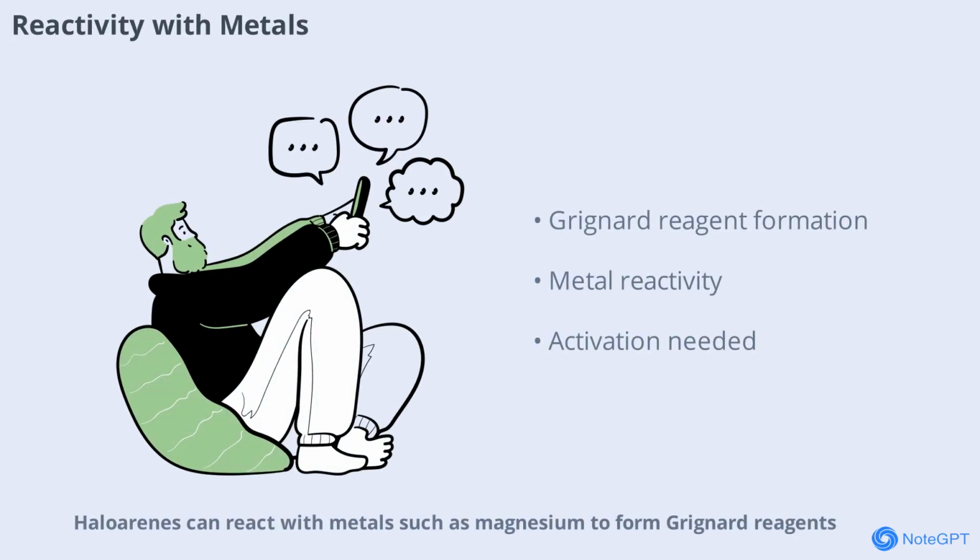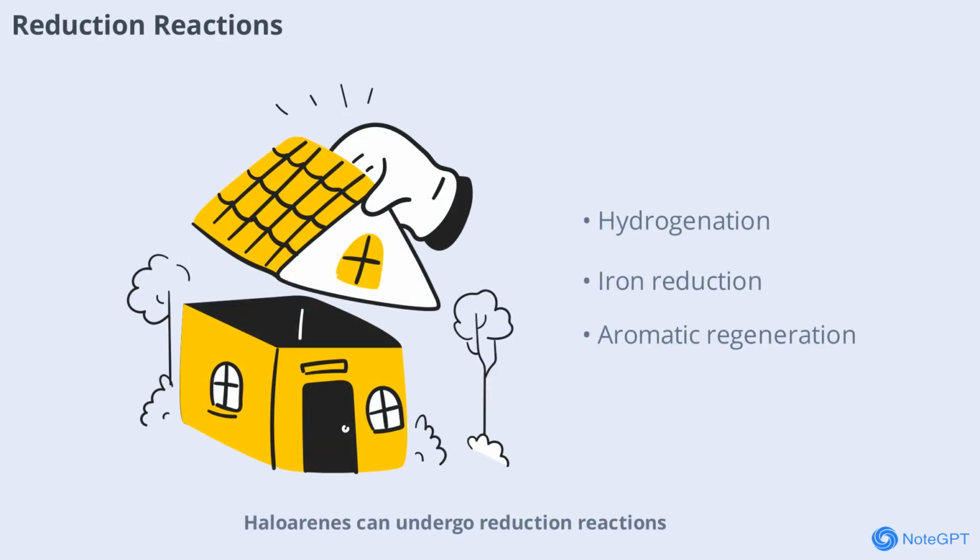Haloarenes can react with metals such as magnesium to form Grignard reagents, which are valuable intermediates in organic synthesis. However, the formation of Grignard reagents from haloarenes is more challenging than from alkyl halides due to the stability of the carbon-halogen bond. Special conditions and activation methods are often required. Haloarenes can undergo reduction reactions to yield the parent aromatic hydrocarbon.